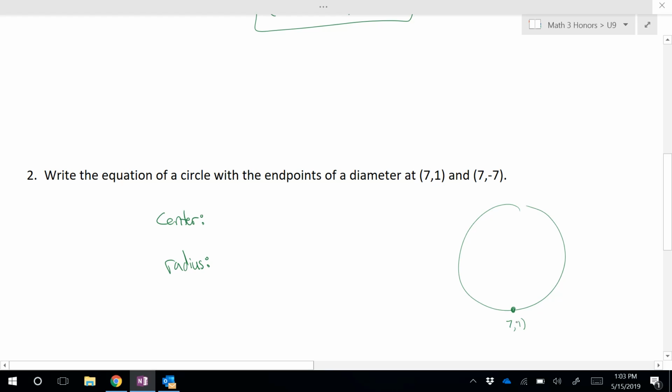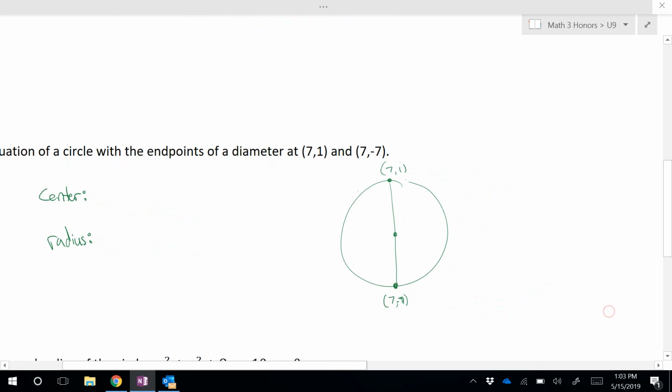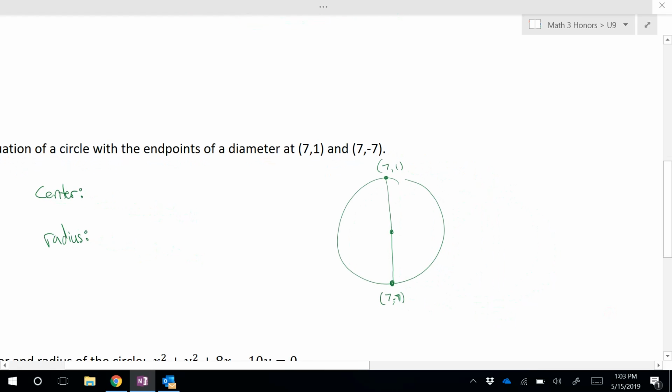So let's make that 7, negative 7 down there, and 7, 1 up here. Can anybody tell me what the center of that's going to be? Okay. Now, in general, do you guys know the midpoint formula? We did this in Math 2. Let me bring it up again.